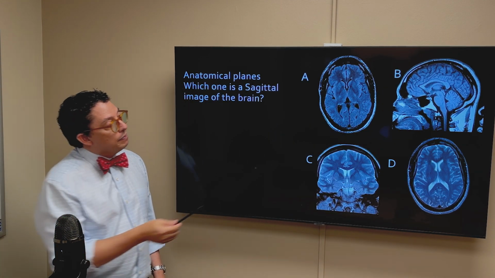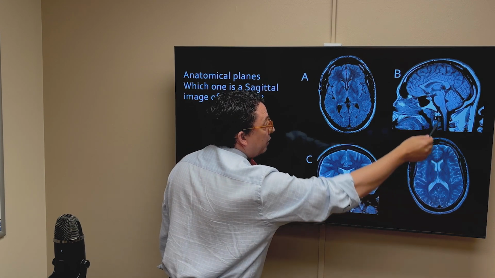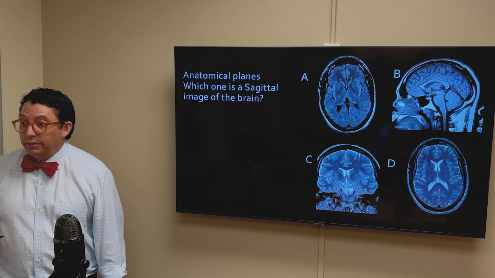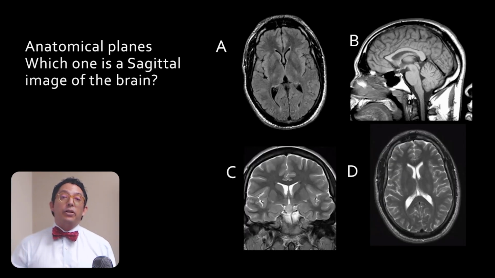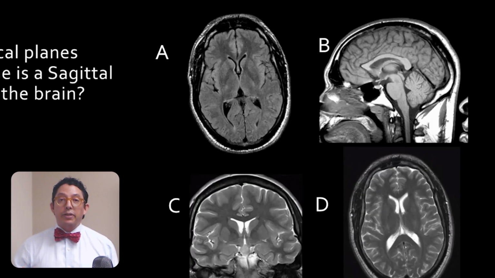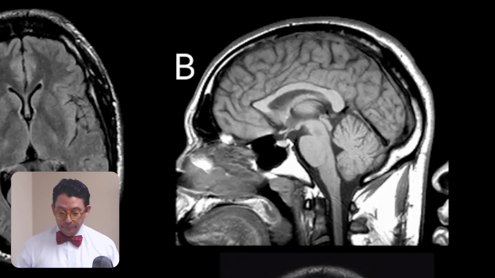So which one of these is a sagittal view of the brain? Is it A, B, C, or D? Of course it's B. That's a sagittal view of the brain. You're going to need these planes and be very careful with the planes as you describe things when you're doing this course. There you go. That's your sagittal view.